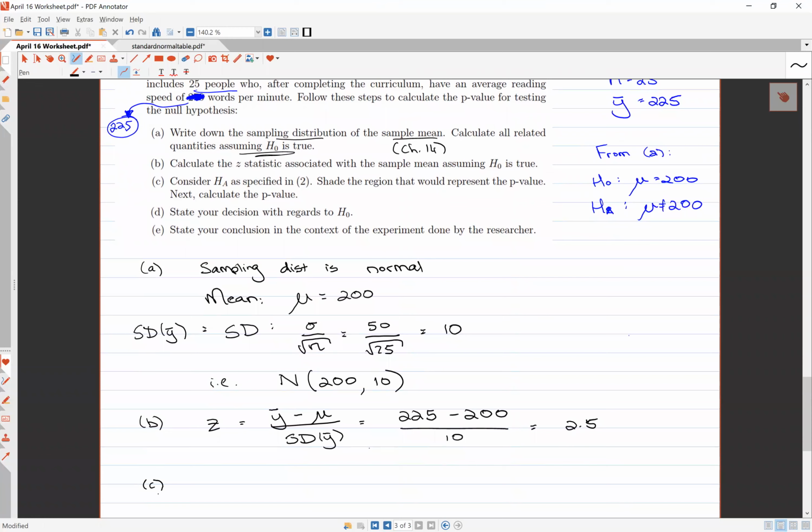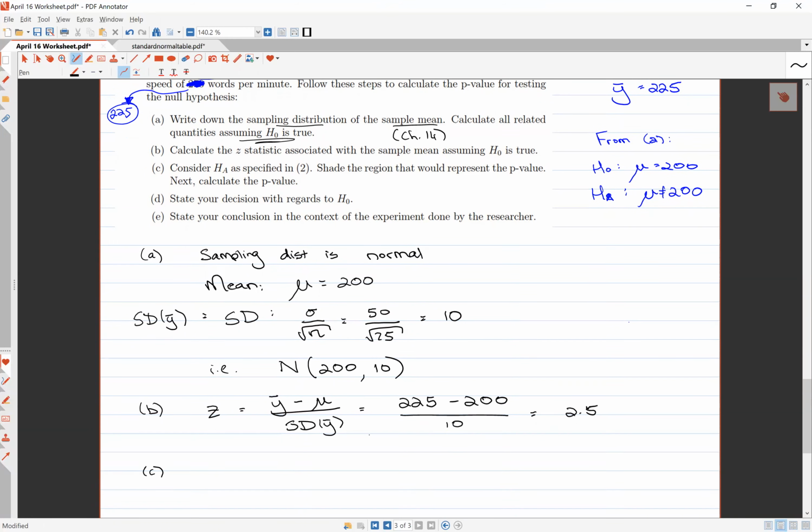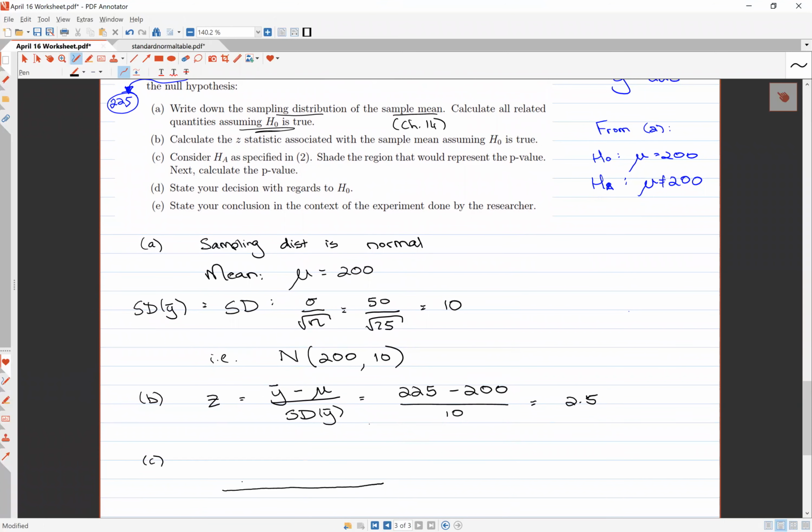Now part C says, consider your alternative hypothesis and shade the region that represents the p-value. Here's my bell curve, centered at 0. I calculated a value of 2.5. What's important is if your alternative is two-sided, your p-value needs to be two-sided. So as big a step as you take from 0 to the calculated z-score, you need to take an equivalent step in the other direction.